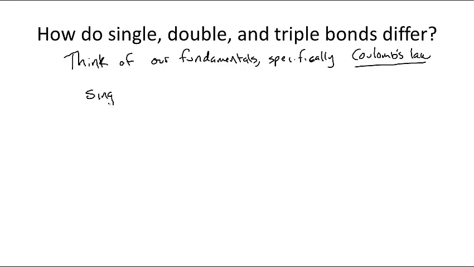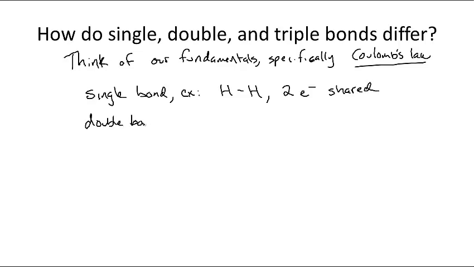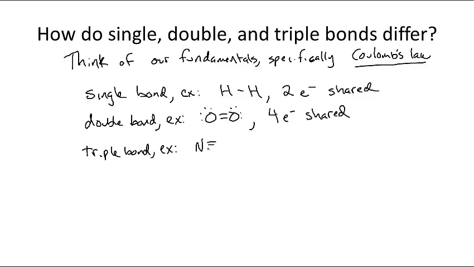All right, so in a single bond, an example would be hydrogen. In a single bond, how many electrons are shared? 2. 2 electrons shared. Then in a double bond, of which we have the example of O2, 4 electrons are shared. And in the triple bond of nitrogen, 6 electrons are shared.